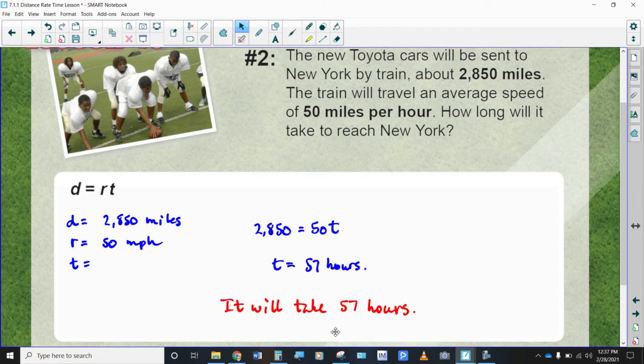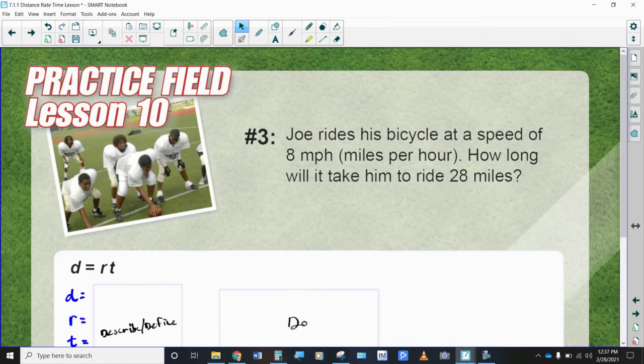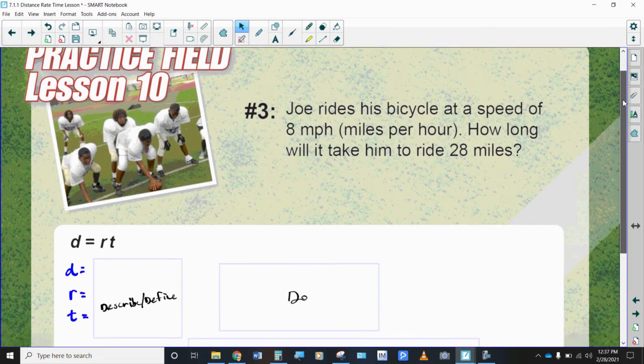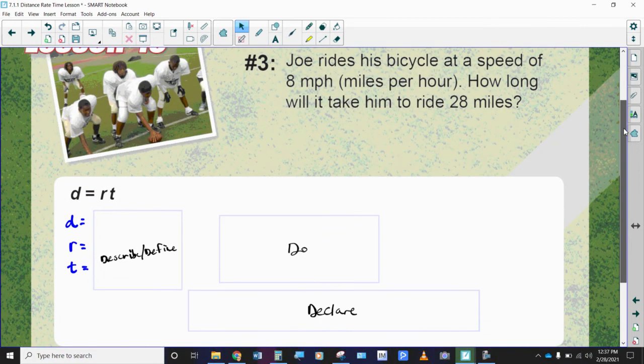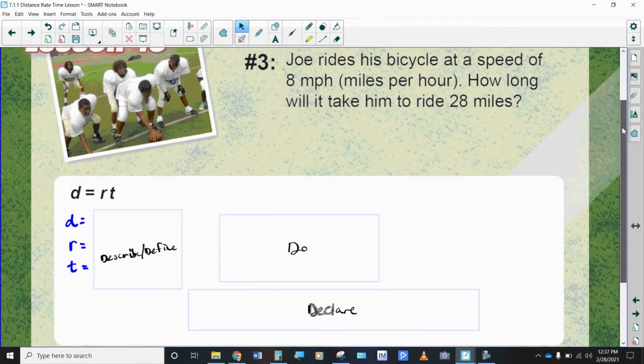Okay. So far, so good. Pretty straightforward. Let your calculators help you along the way. Let's go to problem number 3. Joe rides his bicycle at a speed of 8 miles per hour. How long will it take him to ride 28 miles?